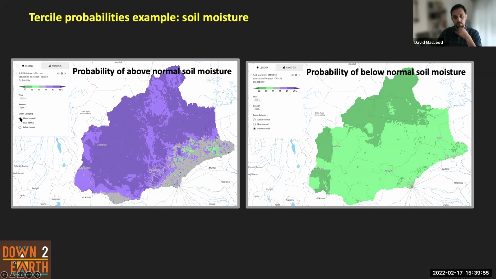But here now we can click through above normal probabilities or near normal or below normal. So in the side here, you could select a different forecast for a different year and different season. There's a few on there, as I said. And here we see the probabilities of above normal soil moisture, similar to the current forecast, where the probabilities are dampened in the mountainous region, and probability of below normal here.